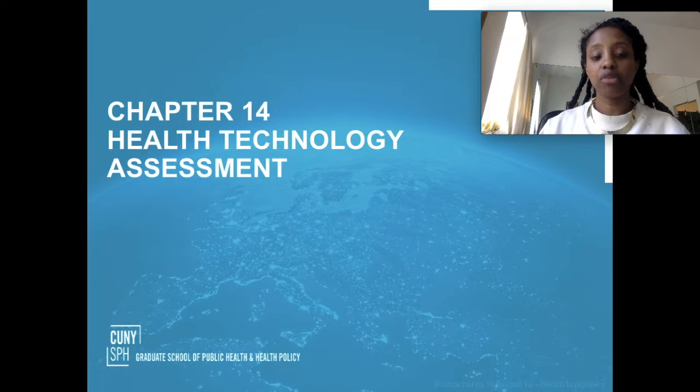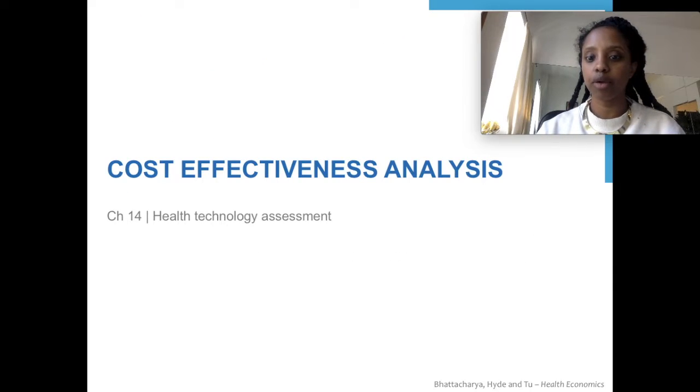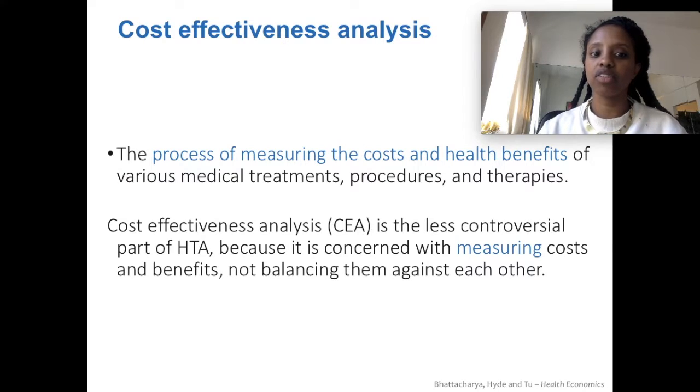So in chapter 14, we're going to be talking about health technology assessment. There are two parts to health technology assessment: cost effectiveness analysis, which is the science of measuring and comparing the costs and benefits of medical treatments. And then there's cost benefit analysis, which is a process of choosing the optimal treatment by trading off between money and health. Health technology assessment is pretty controversial because it involves placing a dollar value on human life and on health. So we're going to start with cost effectiveness analysis.